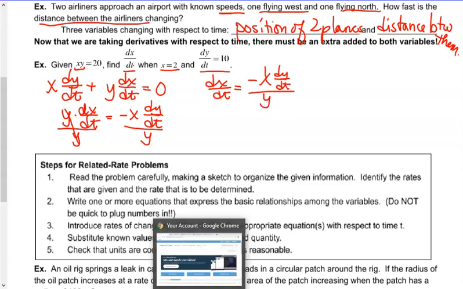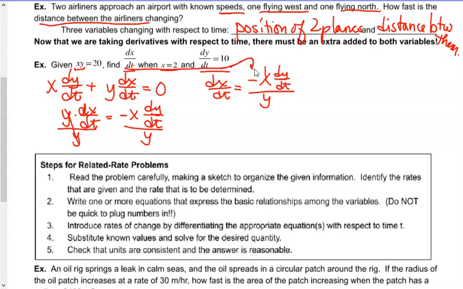And so now, given this information, can I plug those values in here and find out what dx over dt is? All right, so let's do that. I'm going to plug in values. So I'm going to say dx over dt is equal to the opposite of x, so negative 2, times dy over dt, which is 10, all over y. But I come up here with what they gave me, and they did not give me y equals.